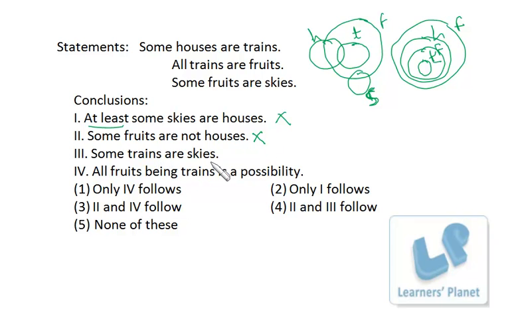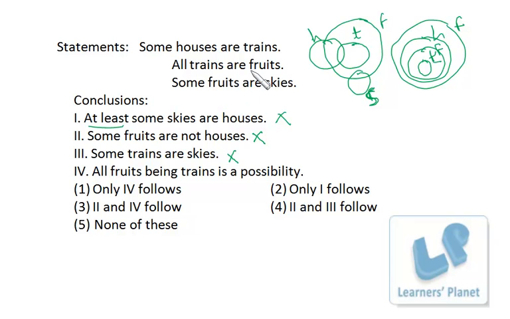Some trains are skies. Some trains are skies, we cannot be so sure because it is not true over here. So if it is not true in all the cases, then we can treat it as a possibility only, not a surety. Then all fruits being trains is a possibility.